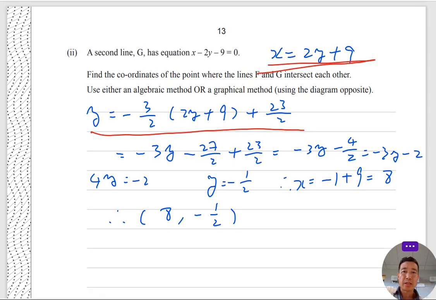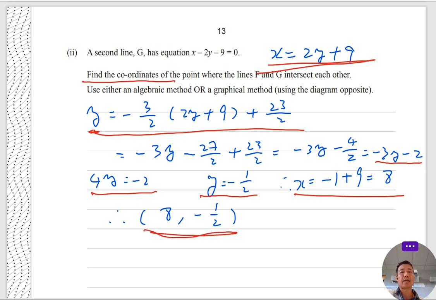So when you solve this, expand first, and then I get negative 3y. Yeah, so it turns out y equals minus 3y minus 2, right? So that means 4y equals negative 2. Hence, y is negative half. Because y is negative half, x must be 8. So it says find the coordinates. Hence, you have to answer this way: 8 comma negative half. All right?